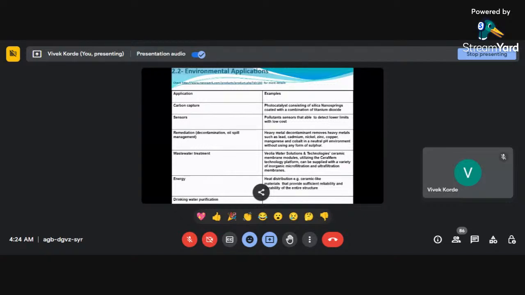Then in energy, heat distribution, etc., ceramic-like materials provide sufficient reliability and durability of the entire structure. Now, this application under energy is not limited. Under energy, we can discuss many materials, but because of time, we can't. We can explore many materials as electrodes, where the electrodes are nothing but made up of nanomaterials. Some coating is there on some substrate, and those materials work very efficiently for battery applications, and in fuel cells, where we can replace platinum, a costly metal, and use metal oxides. Also, in drinking water purification, nanoparticles are used, mostly carbon nanoparticles or carbon rods. So these are the environmental applications.